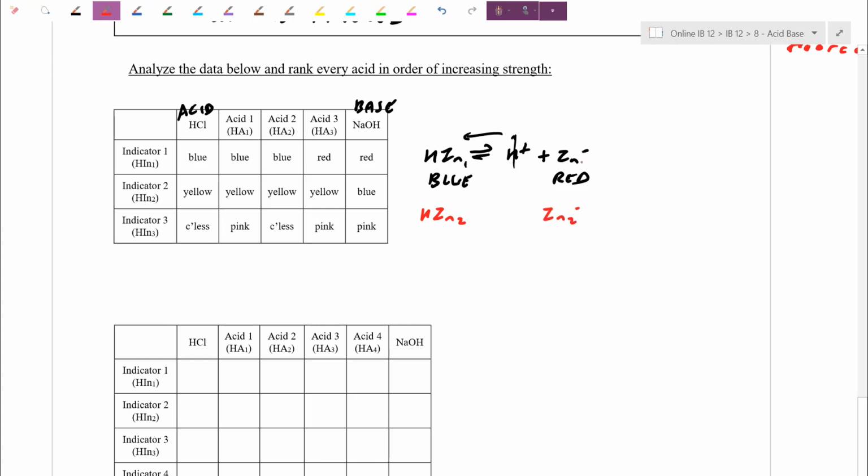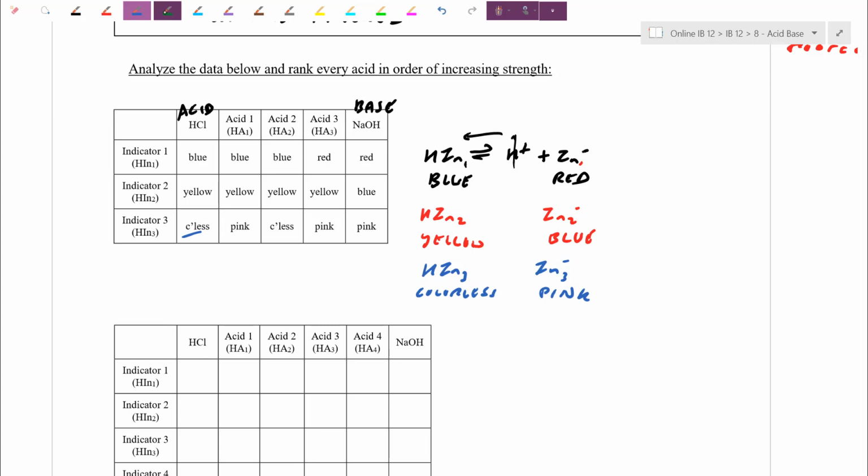In2 minus here is yellow in an acid, blue in the base form. And similarly for the last indicator, this one here looks like phenolphthalein, because in the acid form it's actually colorless. Right? Even colorless is a color. And then in In3 minus, when it's lost that proton, it turns to a pink color.